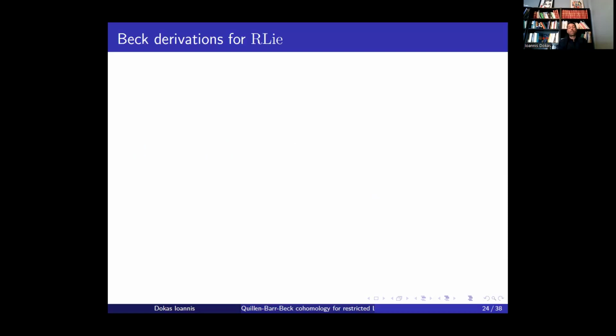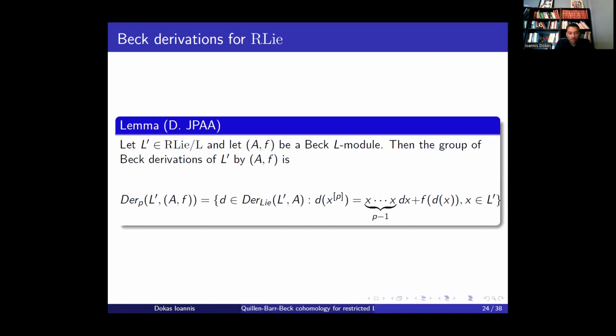And now, if we take the definition of Beck derivation, then we end up with the following result. Again, the proof can be found in the first paper. So Beck derivations, as you see, belong here.